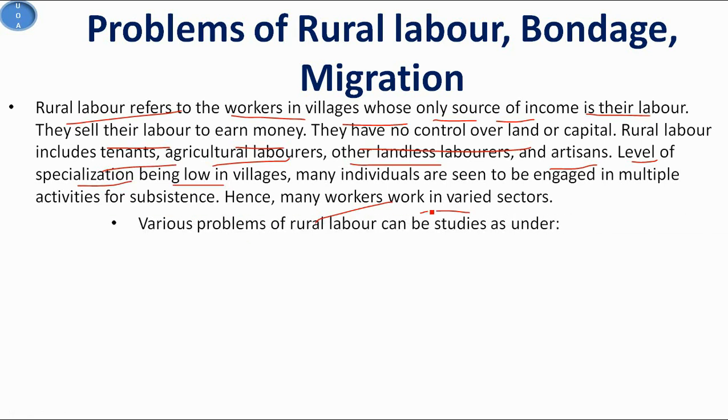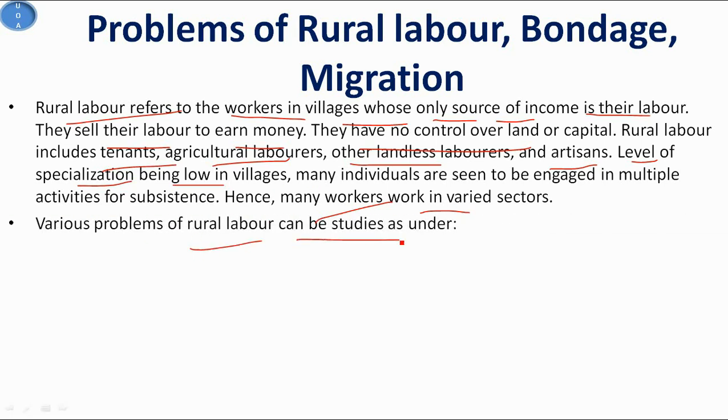Now we see the various problems of rural labor, which can be studied as under. The first is the security of tenure. One of the major objectives of the government's land reforms movement was to ensure security of tenure of tenancy and provide minimum wages. However, the implementation has been unsatisfactory and uneven, and landlords have made use of certain loopholes to escape the rules.